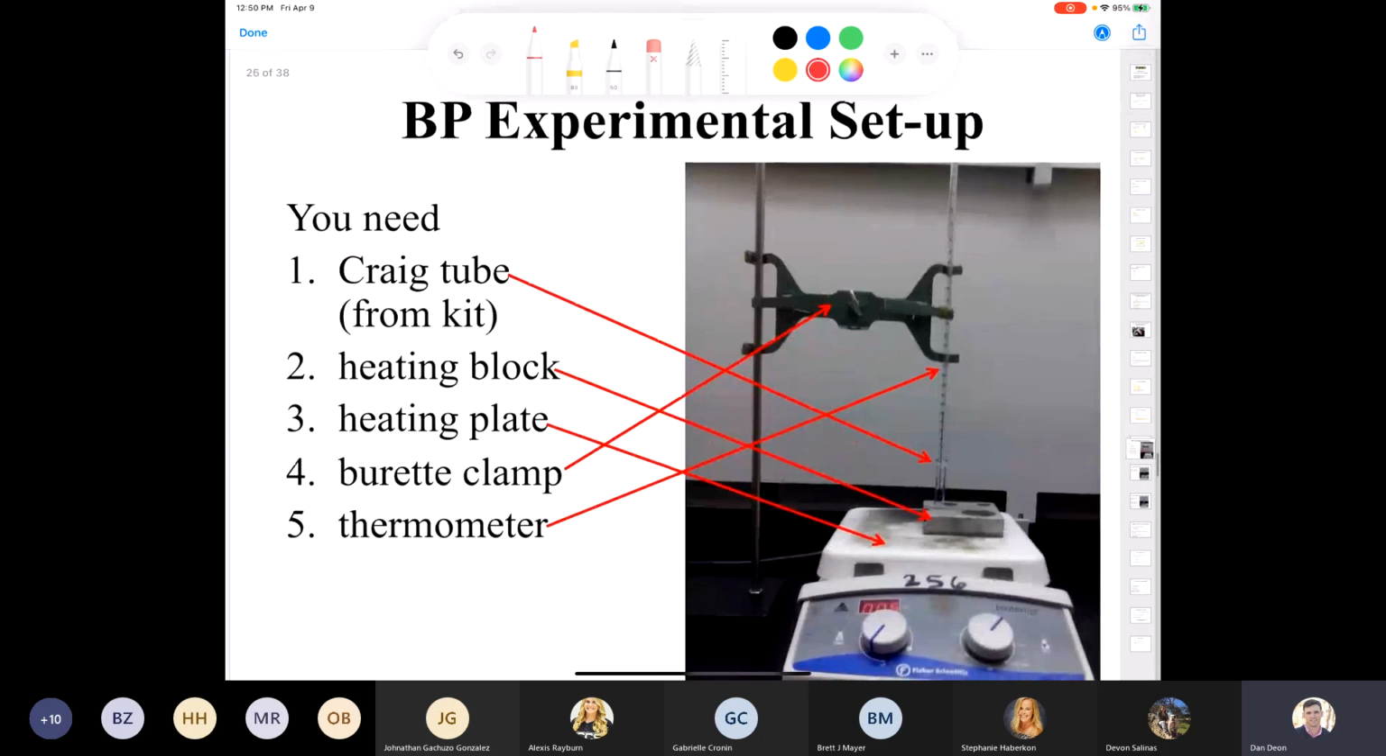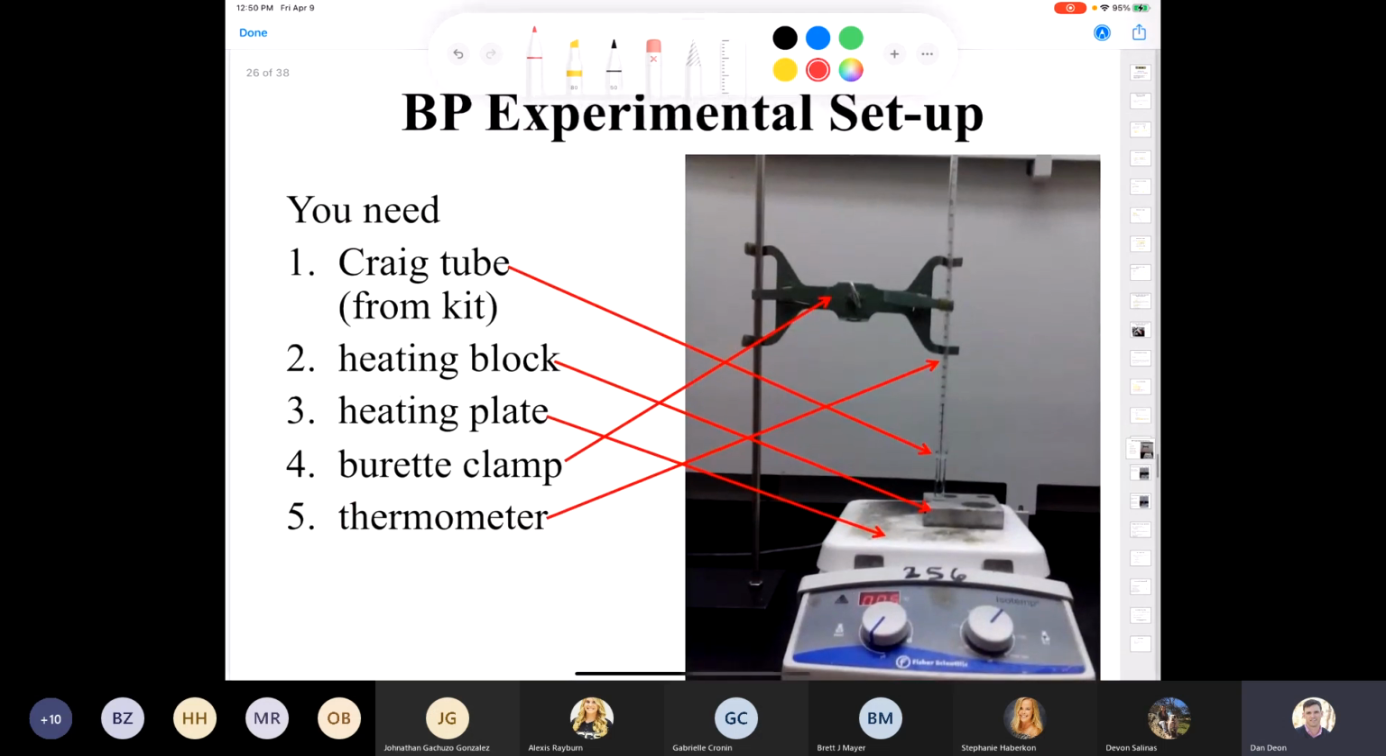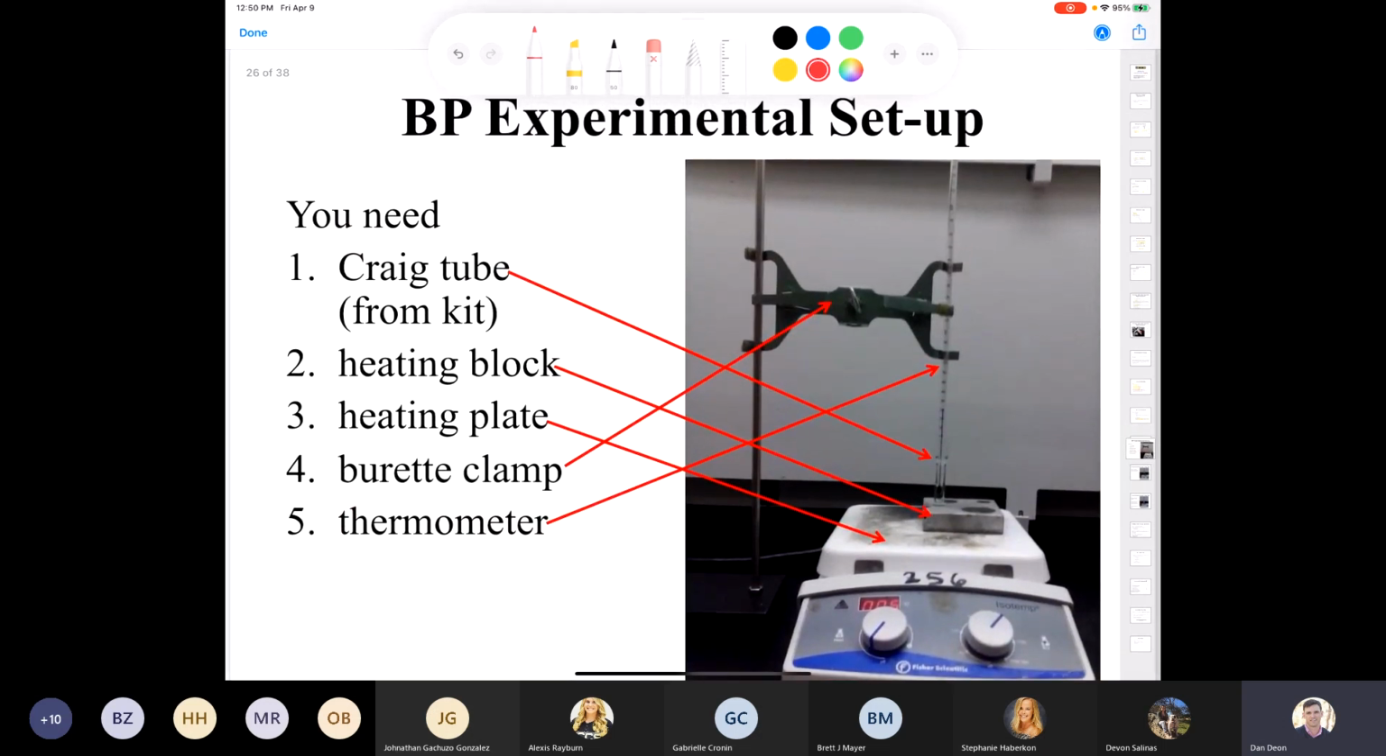With respect to the boiling point setup, you might be wondering, how am I going to boil something, Mr. Dion? Do I just throw it in an Erlenmeyer flask with a boiling stick and just let it rip, potato chip? No, no, we have a nice way to measure boiling points in the lab. In fact, there's a couple of ways of measuring boiling points in the lab, but the way that we're going to do it is we're going to use what's called a Craig tube, which comes from your lab kit.